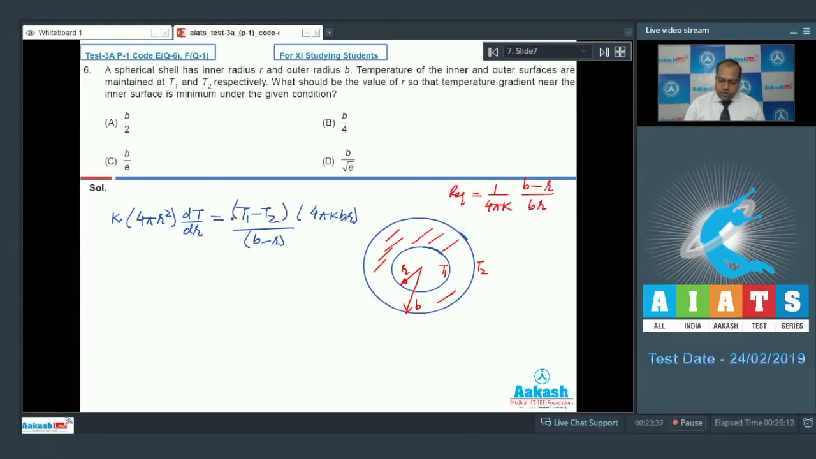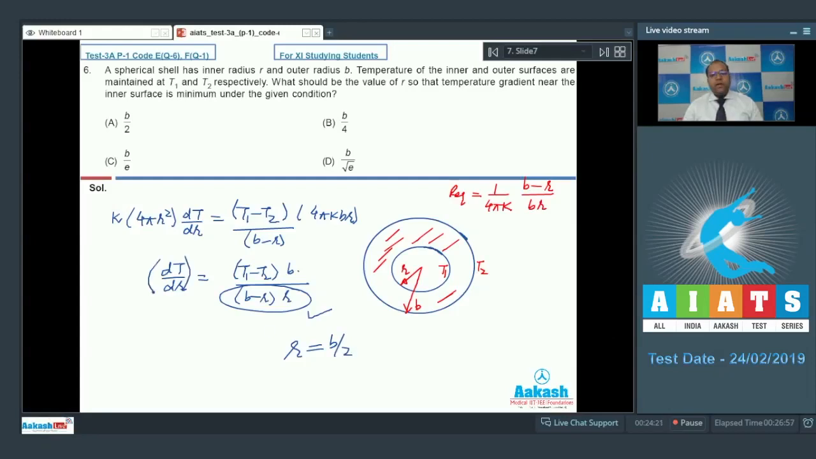If I solve this equation, the value of dT by dr comes out to be (T1 minus T2) into b divided by ((b minus r) into r). Since the denominator function is maximum at r equal to b by 2, we can say that this gradient is minimum at r equal to b by 2. So option A is the correct answer. Let's move to the next paragraph containing questions number 7, 8 and 9.